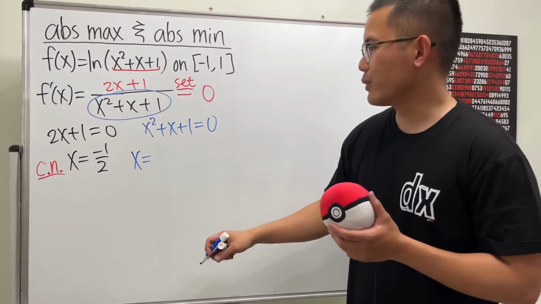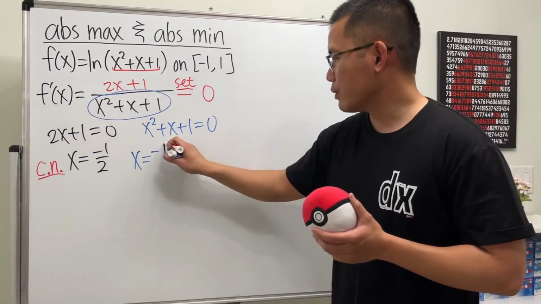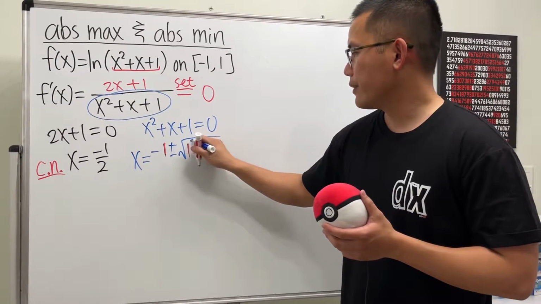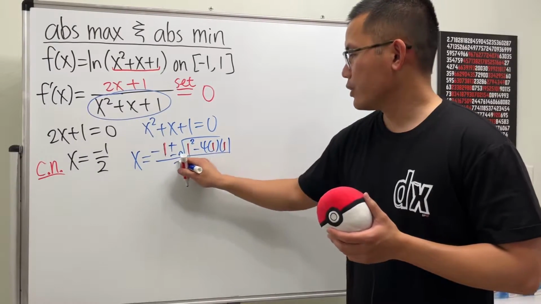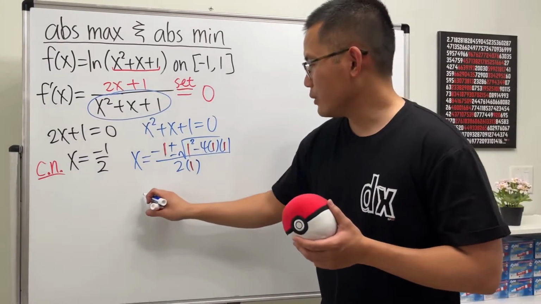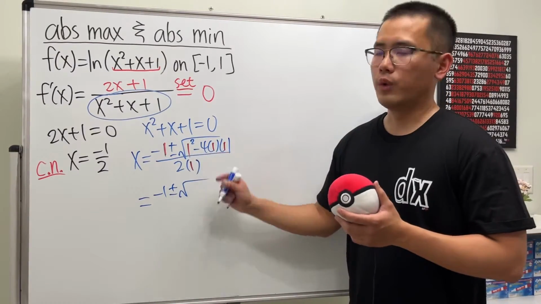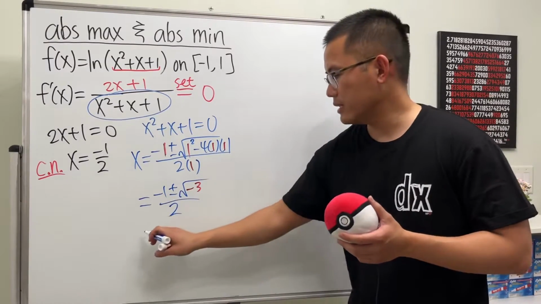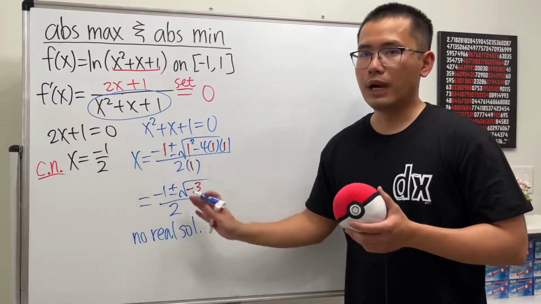Just to remind you guys real quick: negative b, which is 1, and then we have the plus or minus square root of b squared, which is 1 squared, and then minus 4 times 1 and 1, and then over 2 times 1. Yeah, a, b, c, they are all 1s. But anyway, you see this is negative 1 plus or minus square root of 1 minus 4, which is negative 3. No real solutions, right? So no real solutions. You don't have to worry about this.